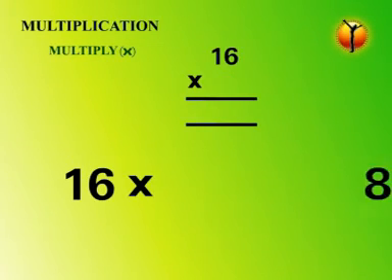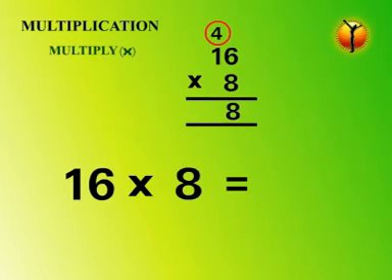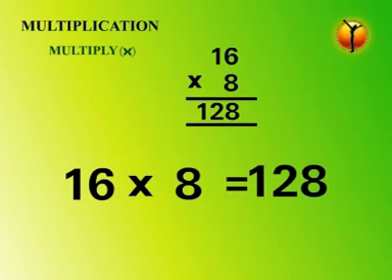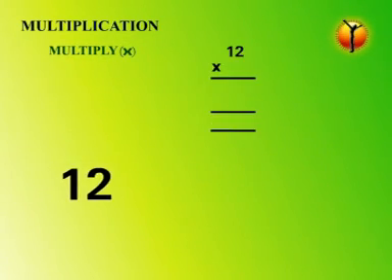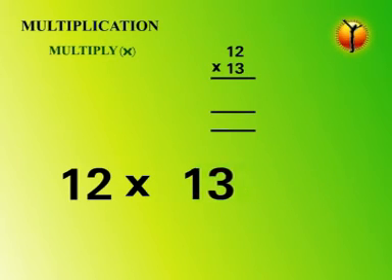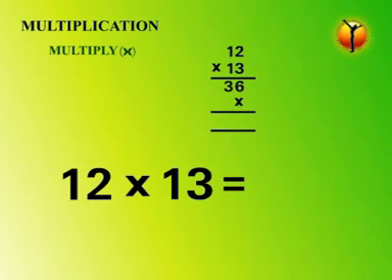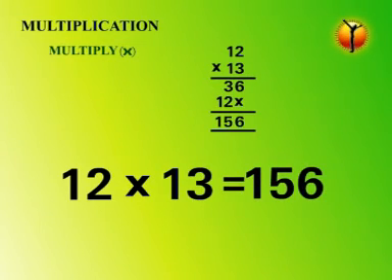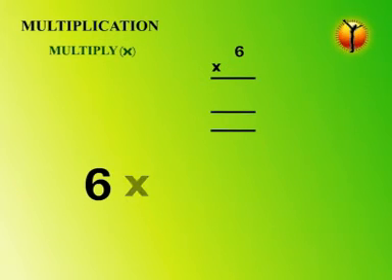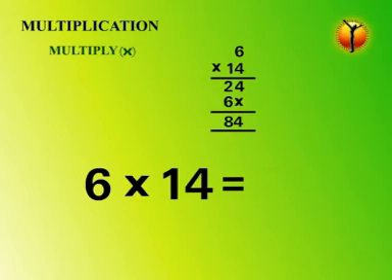16 into 8 is equal to 128. 12 into 13 is equal to 156. 6 into 14 is equal to 84.